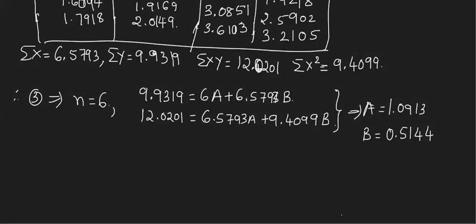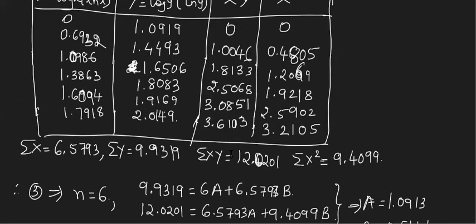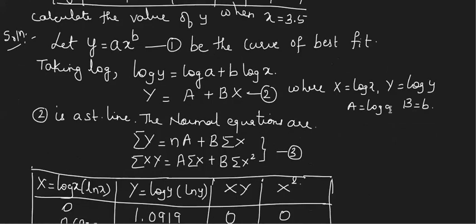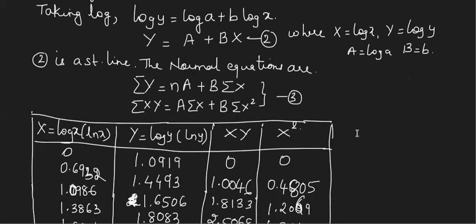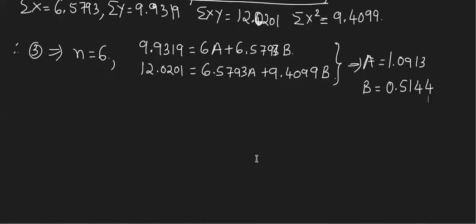Let us find now small a and small b. For that, see the relation here. Capital A is equal to log of small a, and small b is exactly capital B. So here we have to simplify for small a. A equal to log a implies a equal to e raised to A. And capital A is already known. So take e raised to 1.0913 in the calculator and tell me.